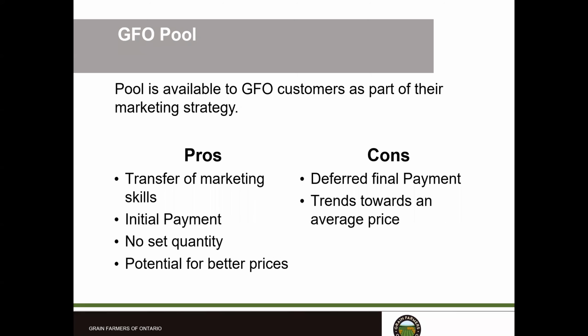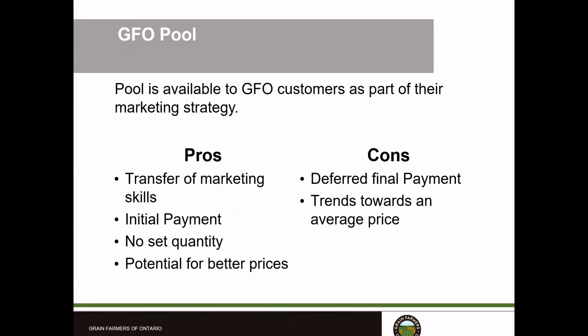So some of the pros we're looking at is that you're transferring your marketing skills to us, which means that because Todd and myself do this on a daily basis, we have opportunities sometimes to get a better price than you may. The pro is the initial payment, which is the bulk of the payment up front. There's no set quantity. So if you want, you can bring one truckload, 40 tons, in and put it in the pool.